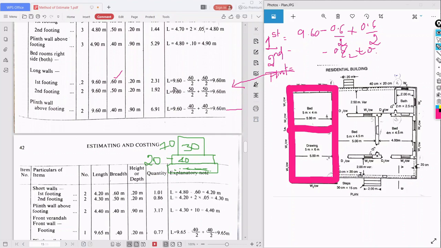First footing is how much? 9.60 minus 0.6 by 2, because this side it is already been done, this side we need to add. Okay, so that is the concept which I am explaining to you from the beginning.